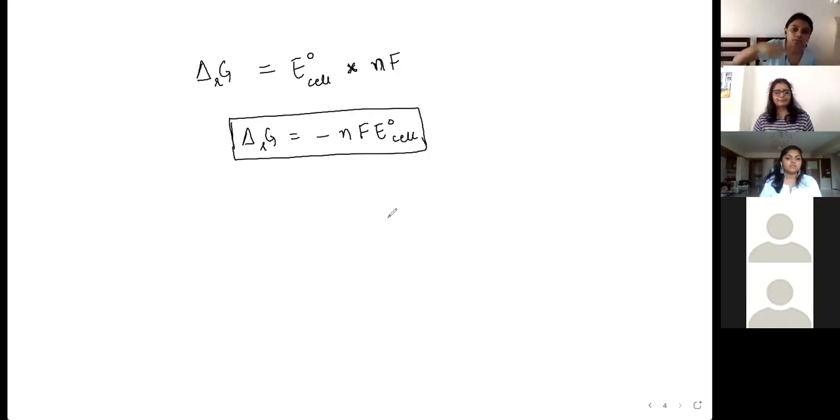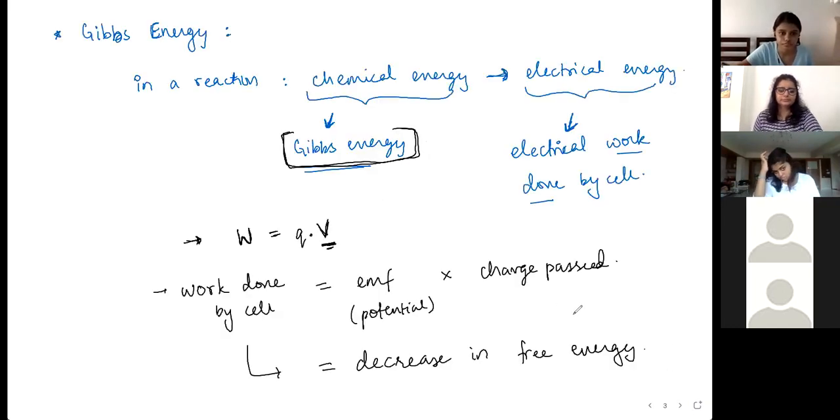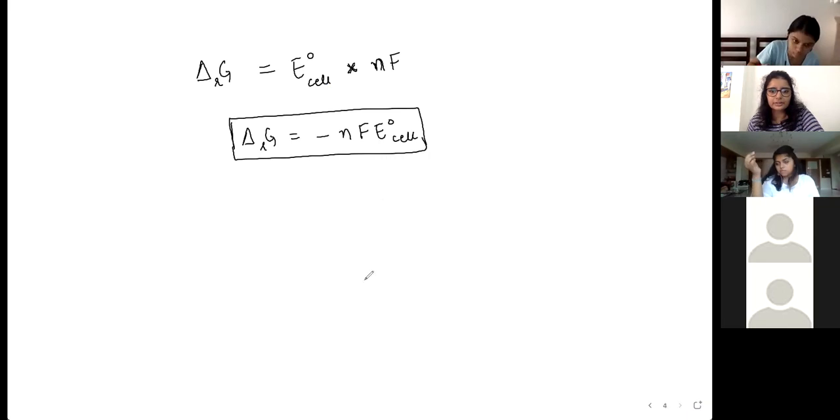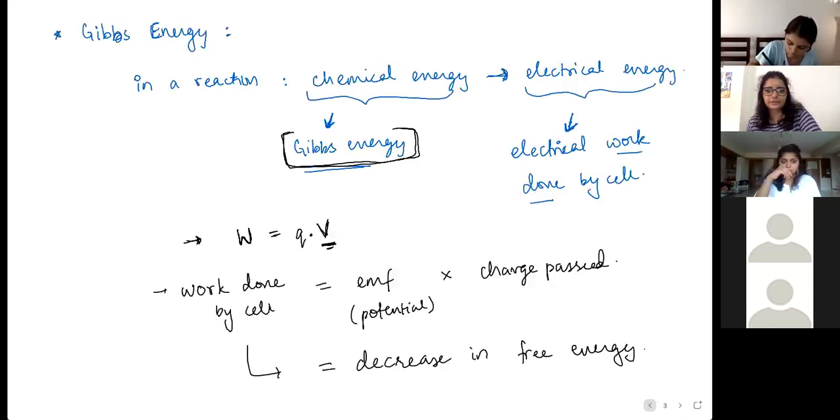Could you go back for a second? Note it down. There's a slight mistake here. This shouldn't be E naught because we are not considering standard conditions. Delta G equal to minus nFE. Correct. Note it down.